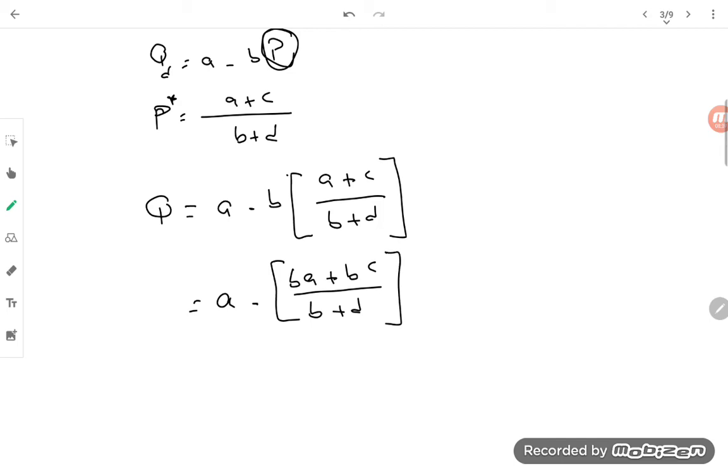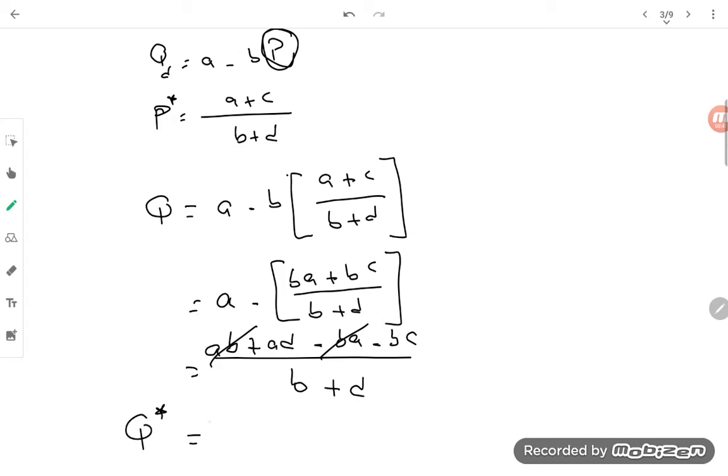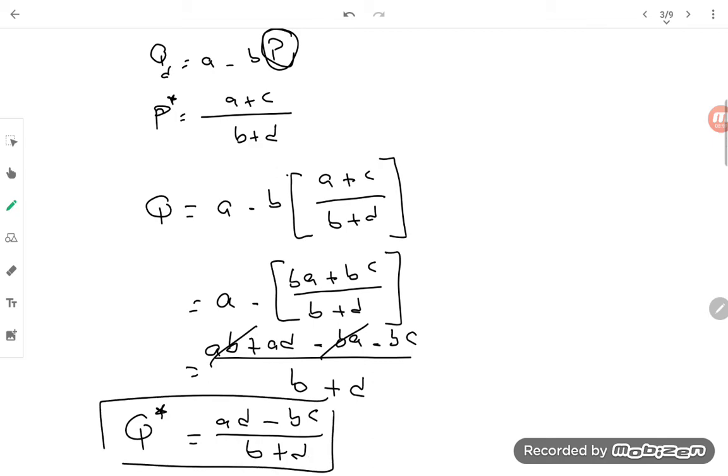Now we would like to have a common denominator. So it's AB plus AD minus BA minus BC divided by B plus D. This is AB and this is BA. We can cancel them together. So the equilibrium quantity will be AD minus BC divided by B plus D. So this is how to get the equilibrium quantity mathematically.